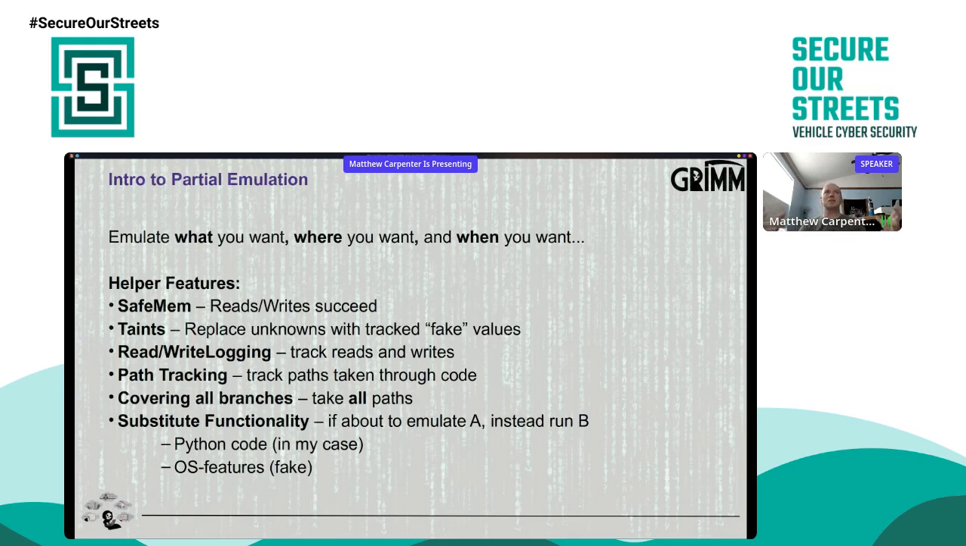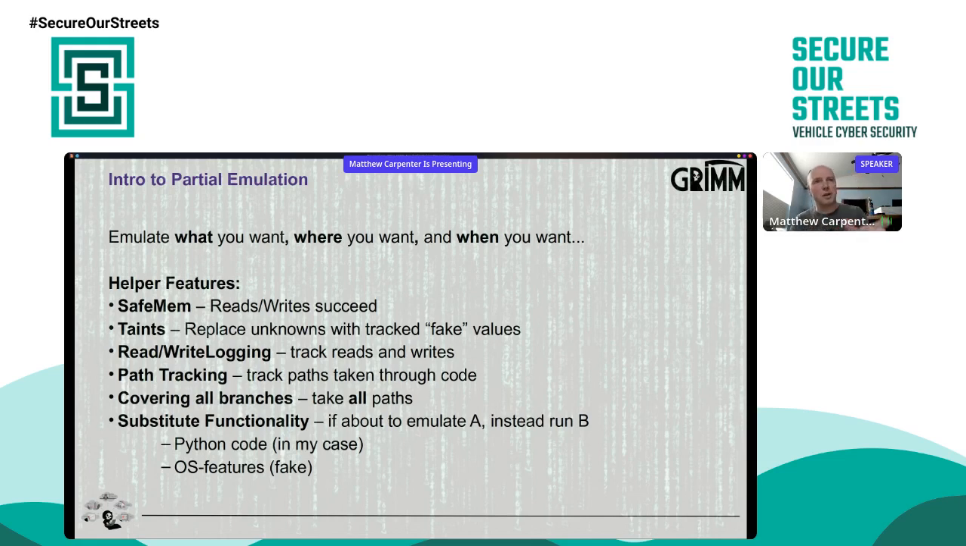So partial emulation is the concept of doing the things that an emulator does on what you want, where you want, and when you want, with as little setup needs as possible. For example, we will talk about a few features of partial emulators. Vivisect has partial emulators for all the architectures that it officially supports, and the ones that are coming also come with emulators. We talk about safe mem.